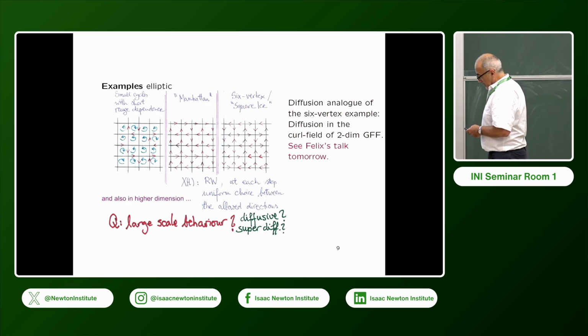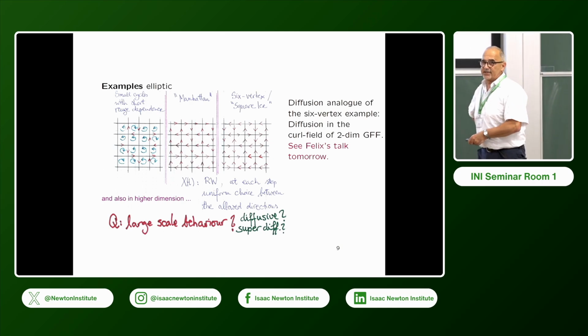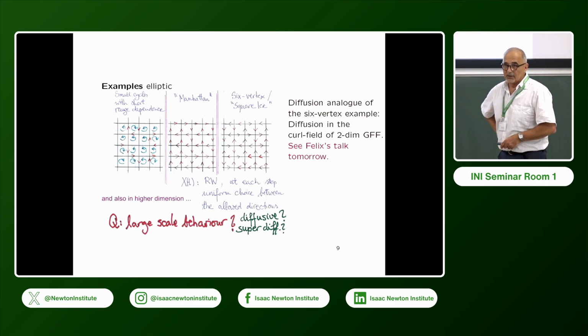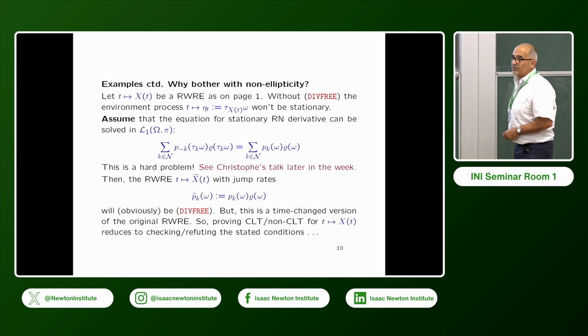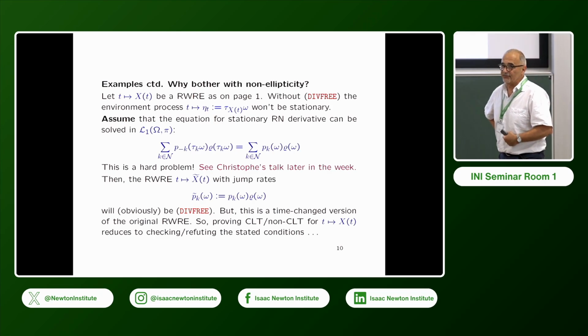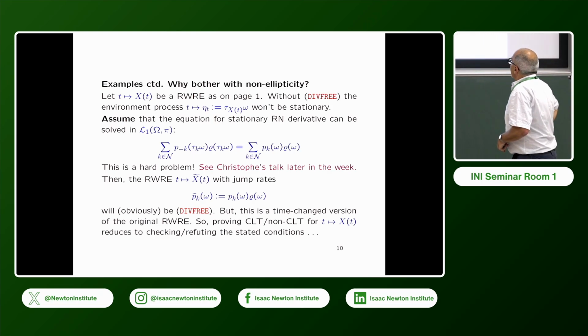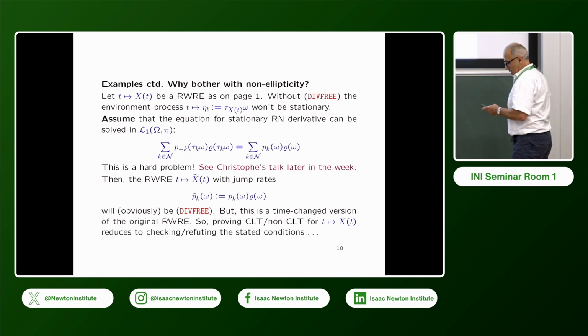That's about the examples. I have one more example, but I don't know how. Okay, I will come back. But these examples are elliptic, and Felix's example will be elliptic. And my issue is that I want to get rid of ellipticity, and I tell you on the next slide why. Why bother with non-ellipticity? Mathematics is beautiful, even if you assume elliptic, there are sufficiently difficult things there. Here is one motivation for looking at non-ellipticity.